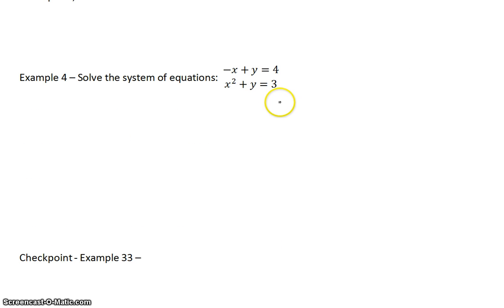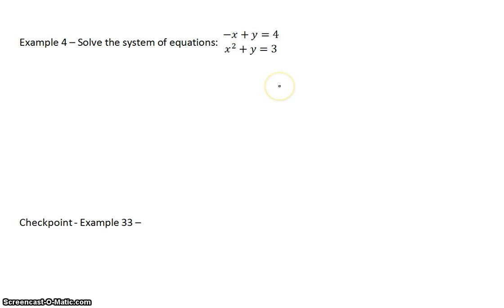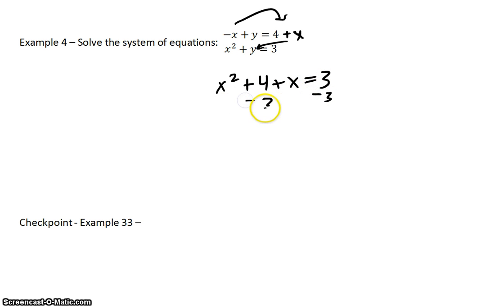So let's take a look at this next one. Again, it doesn't make sense to try and figure out what's the best one. I'm just going to take the linear one and solve that by moving the x over. So I get y equals 4 plus x. So I'm going to replace that in the second equation. So I get x squared plus 4 plus x equals 3. So I'm going to subtract the 3 from the other side. So I get x squared plus x plus 1 equals 0.